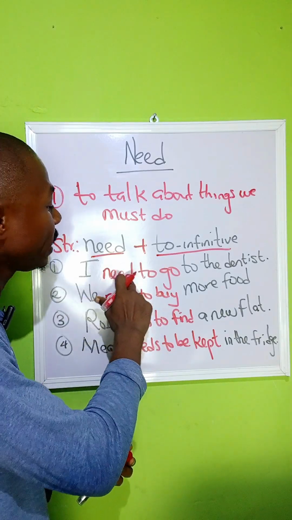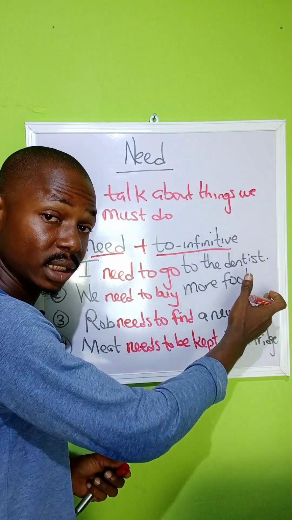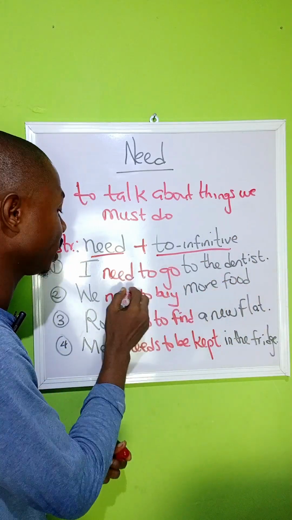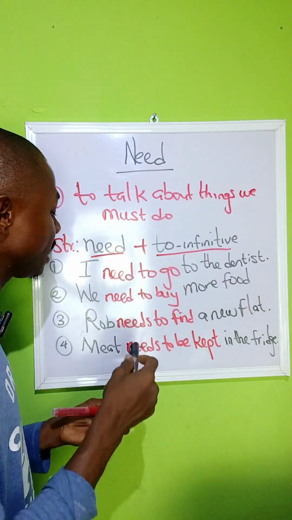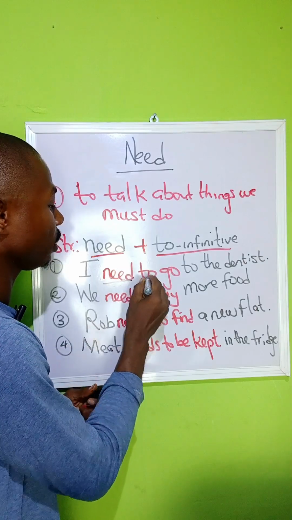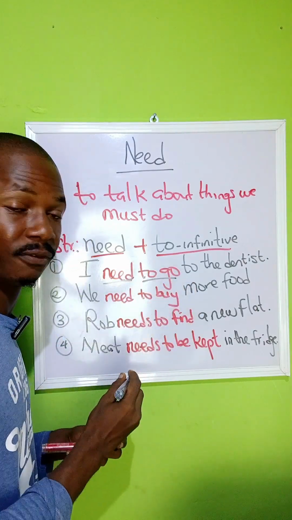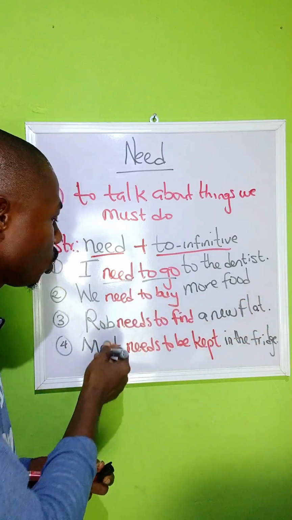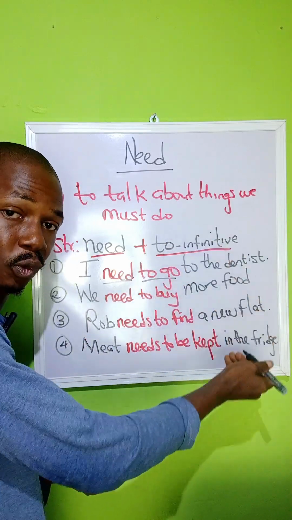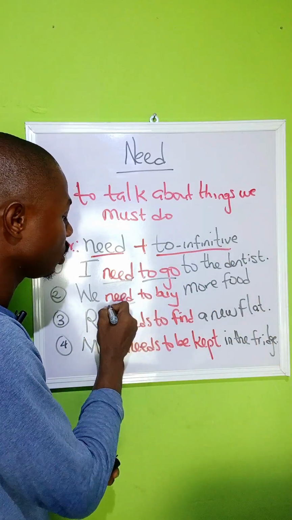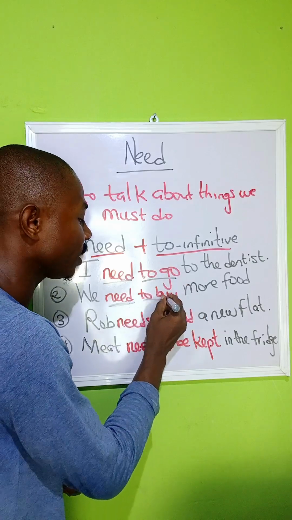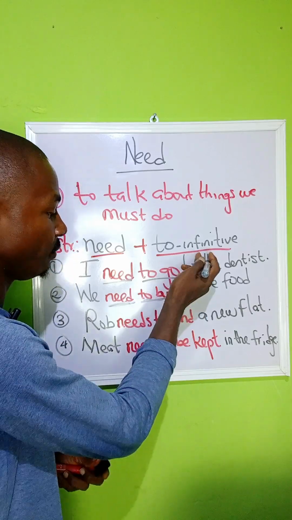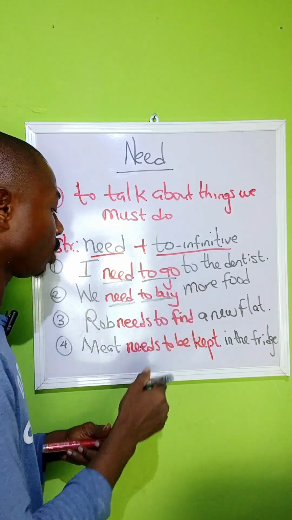Number one, I need to go to the dentist. So you can see now that we have need plus the to infinitive. Number two, we need to buy more food. So you can see need plus the to infinitive, to buy, to go, more food.